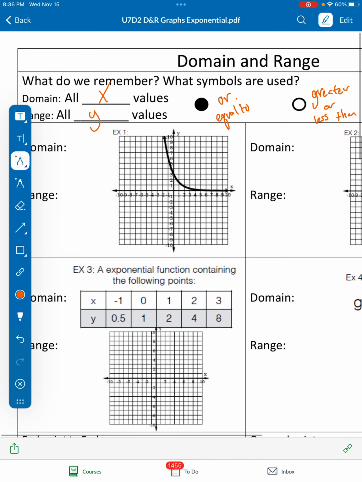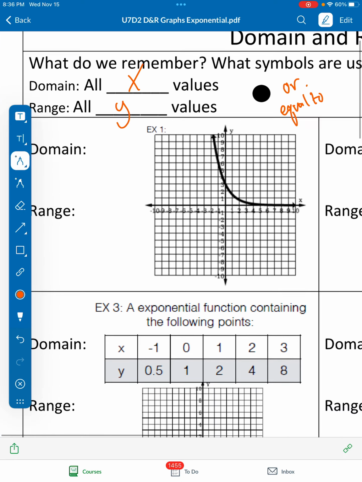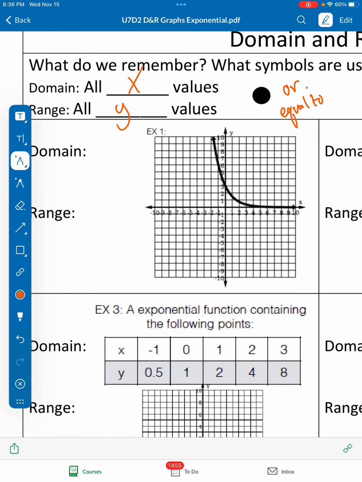So let's talk about some domain and range. Let's start with the domain. Remember, the domain is the x values. It's how far does this graph go to the left, and how far does this graph go to the right. That is the domain, right? That's what we're talking about. How far does this graph go left and right?